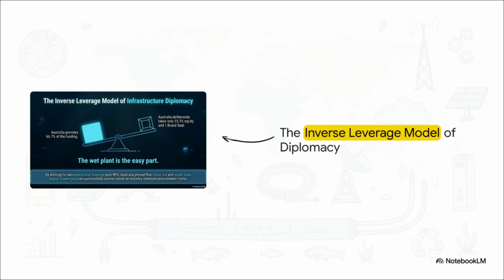So the crucial point is that we are witnessing an inverse leverage model of diplomacy here. While Australia provided 66.7% of the total project funding, it deliberately took only 33.3% equity in the SPV and just one single board seat. By limiting its own operational leverage after the system was ready for service, the donor nation prioritized long-term regional stability over direct control. The wet plant, from an engineering perspective, is the easy part. It's the governance that is the true achievement here.